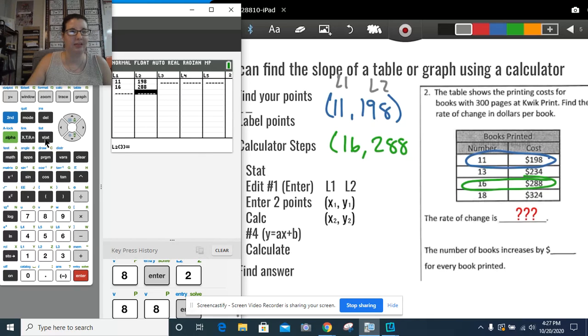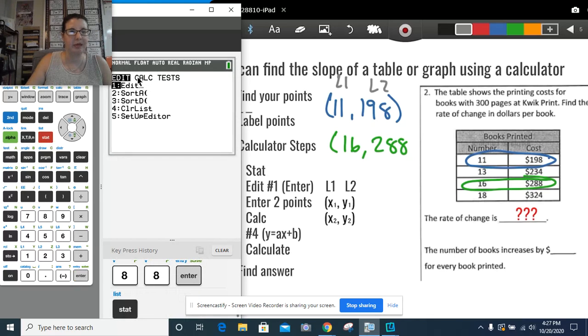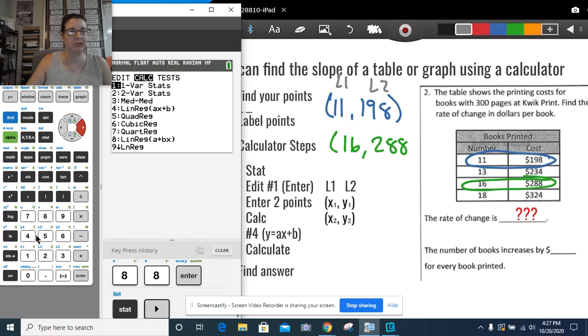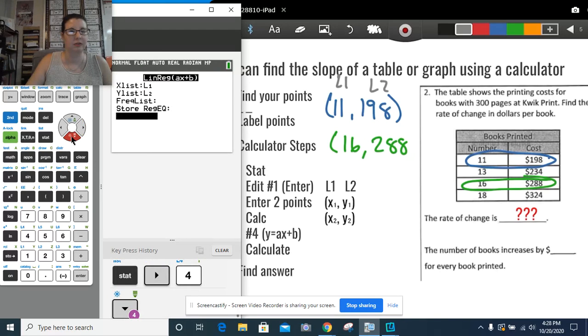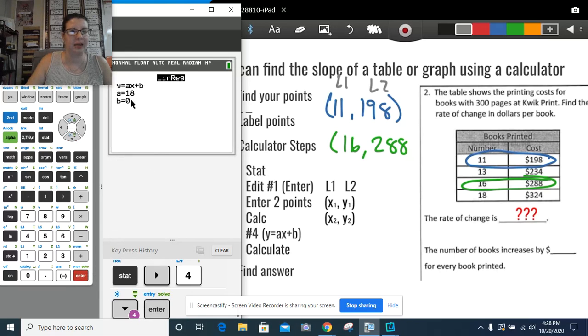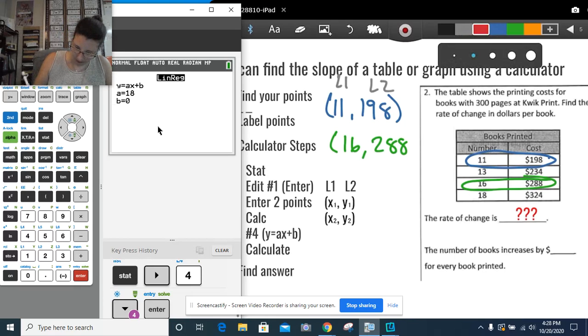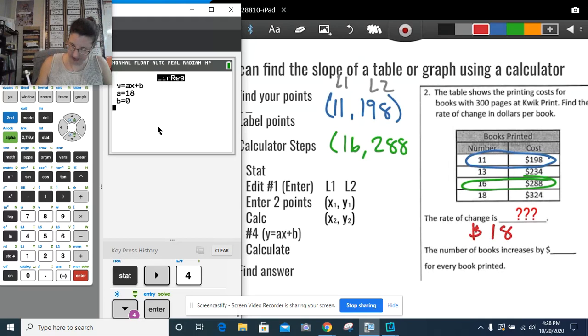So now I'm going to hit my stat button again. And this time I need to go over to calc. So I hit the right arrow key, and I want to find out what MX plus B. So I hit 4, and down to calculate and hit enter. And that gives me A or M is equal to 18. So it's 18. The rate of change is 18. That means that the number of books increases by $18 for each book that is printed.